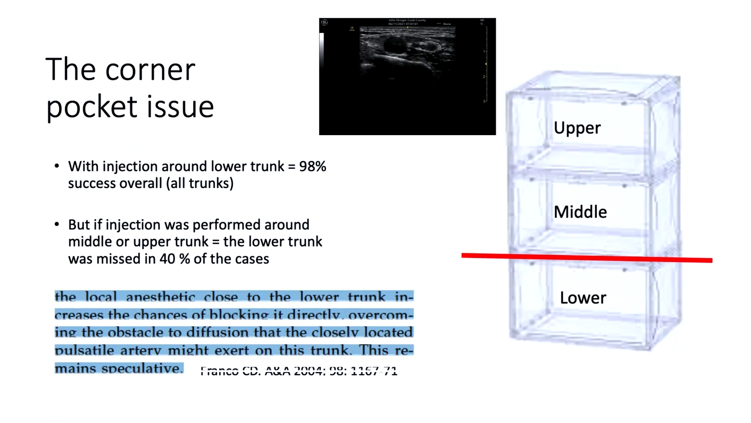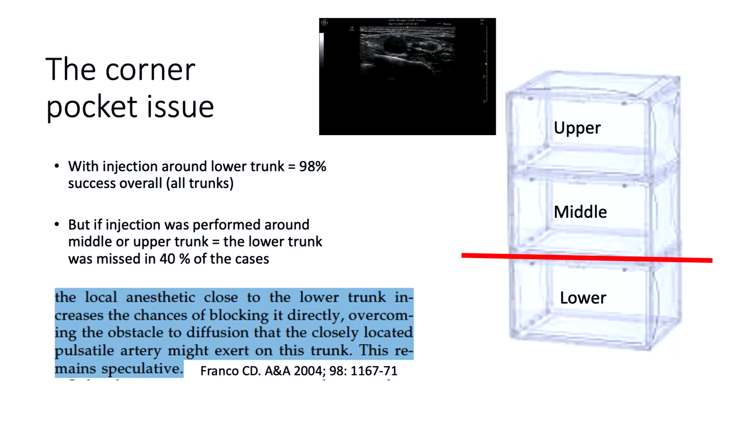So I wrote that the injection of local anesthetic close to the lower trunk increases the chances of blocking it directly, overcoming the obstacle to diffusion that the closely located pulsatile artery might exert on this trunk. This remains speculative. I wrote that in 2004. Today, this is considered to be the reason why we don't get a good spread of the local anesthetic unless we inject in the proximity of the subclavian artery.